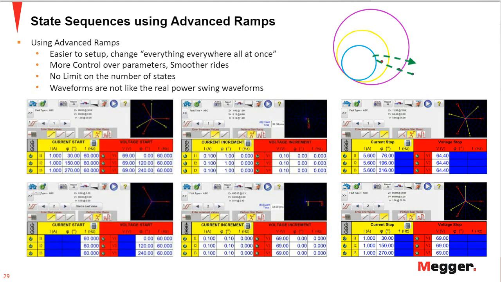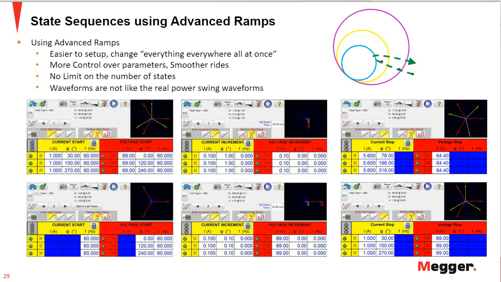Now, there's another way, which is using advanced ramps. Now, this is also discouraged in the literature, especially because most of the ramping tools that you have out there only allow you to ramp one magnitude at a time. Now, this ramping tool lets you ramp and change everything at the same time.